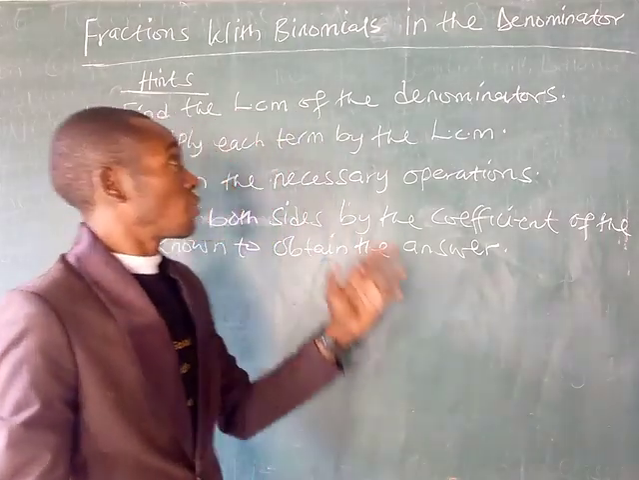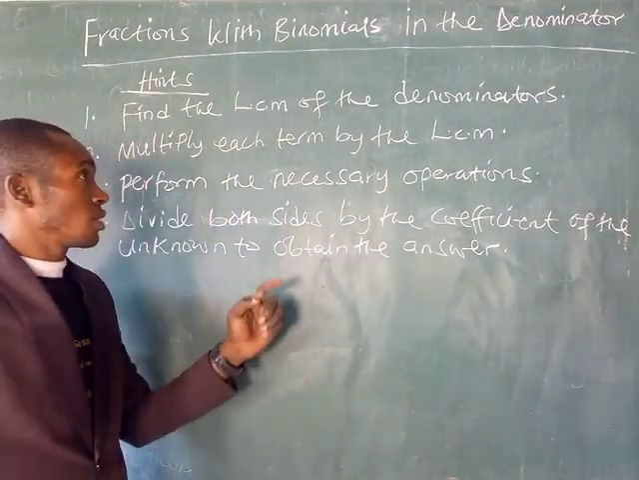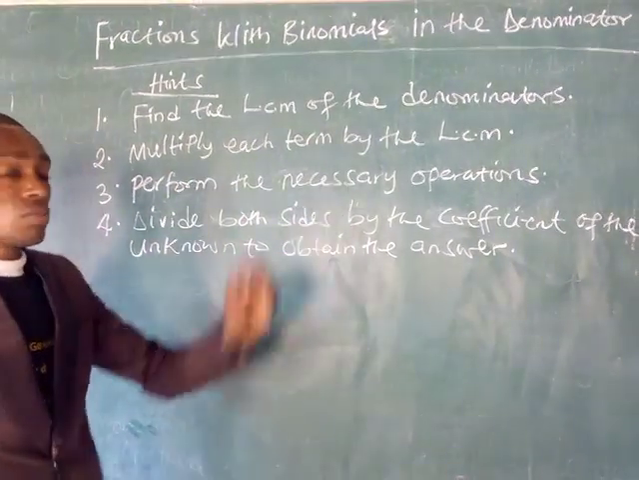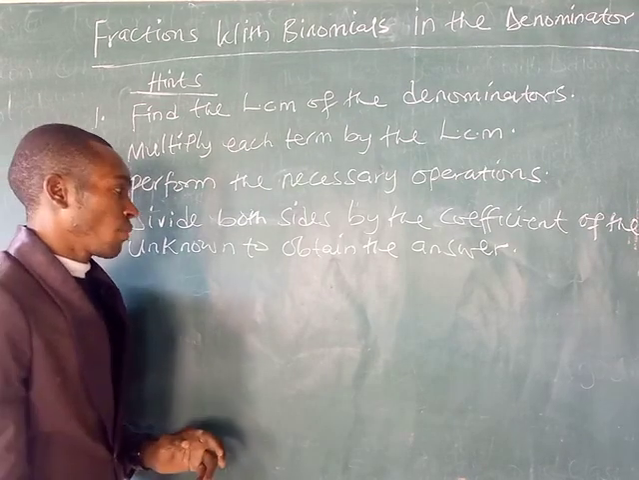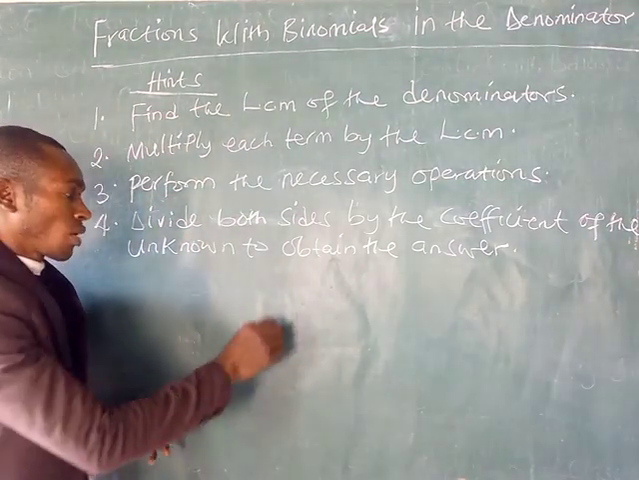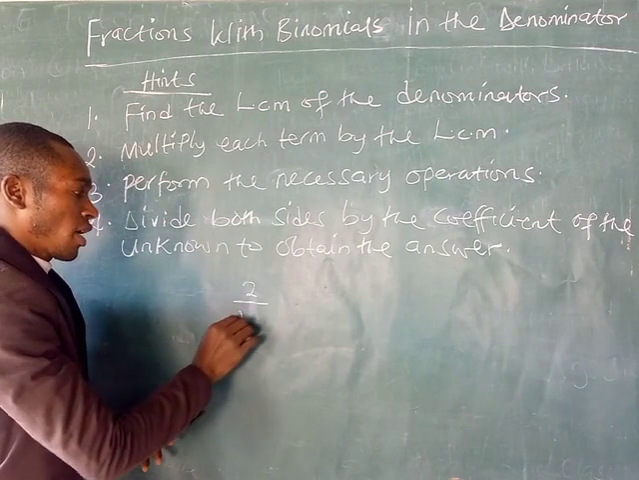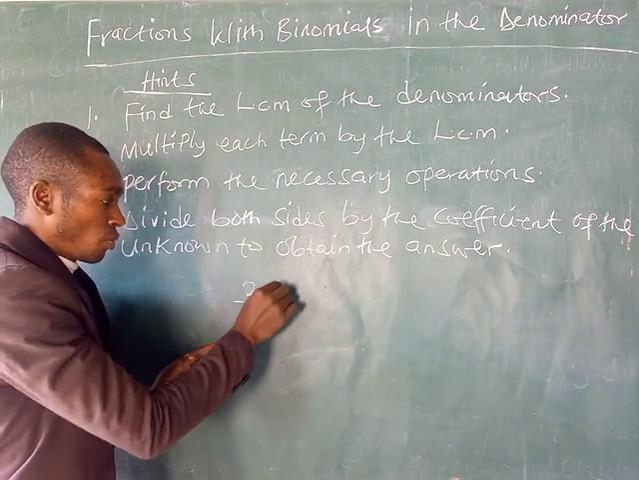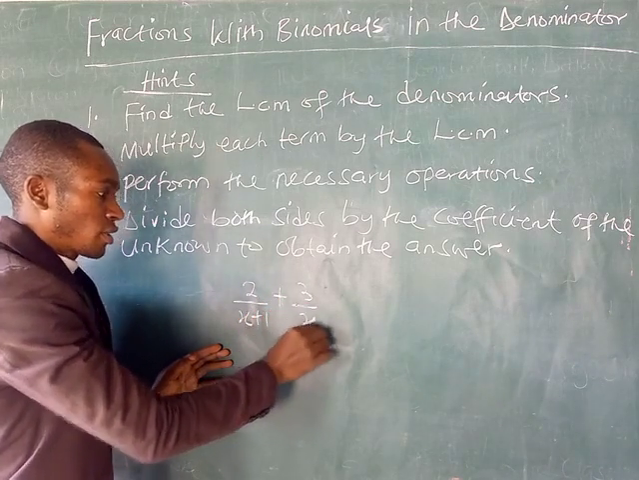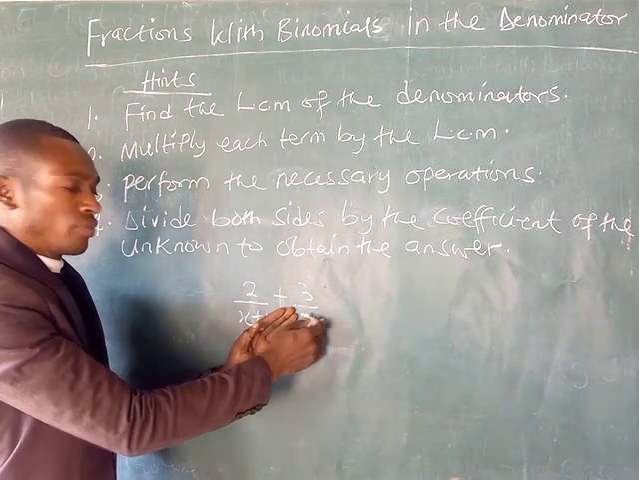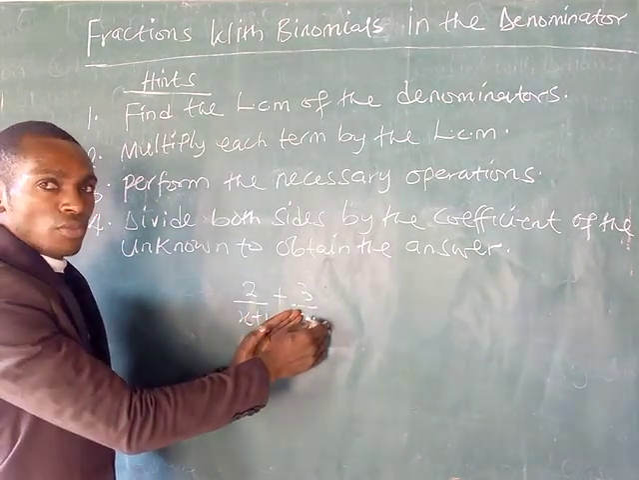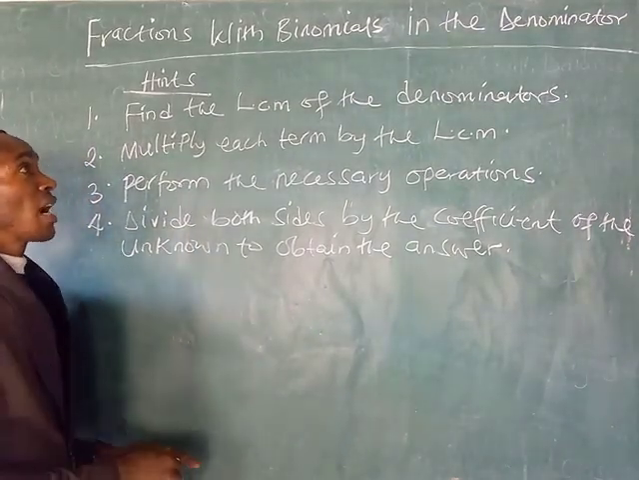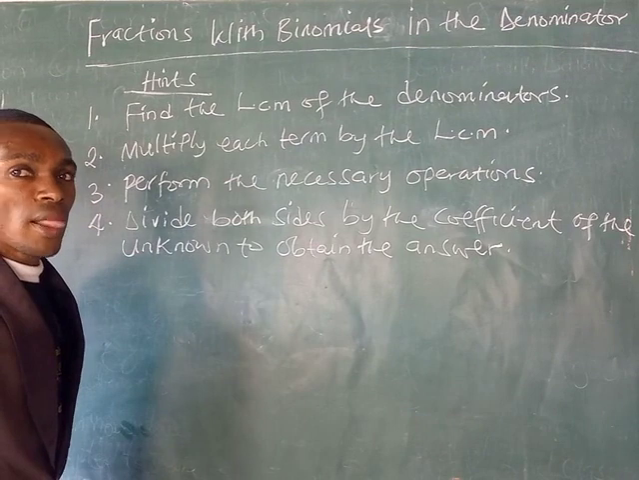Looking at fractions with binomials in the denominator. Now, when we talk about binomials, we mean when you have, for example, 2 over x plus 1. This is a binomial. Maybe, for example, plus 3 over x. Now, this x is a monomial. So this is binomial, this is monomial, this is binomial. So now we're going to be looking at fractions that have binomials in their denominator.